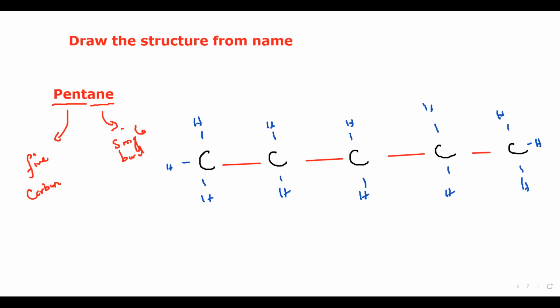Is it clear, this example? That is how to draw a structure from the name. Another example: if I say I want to draw the structure of but-2-ene.